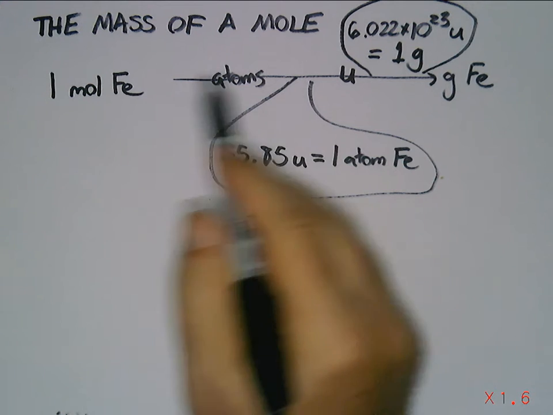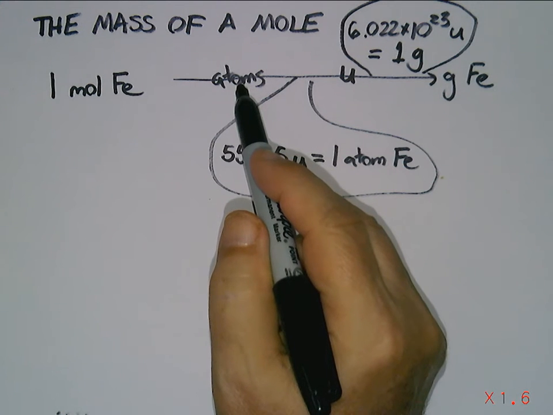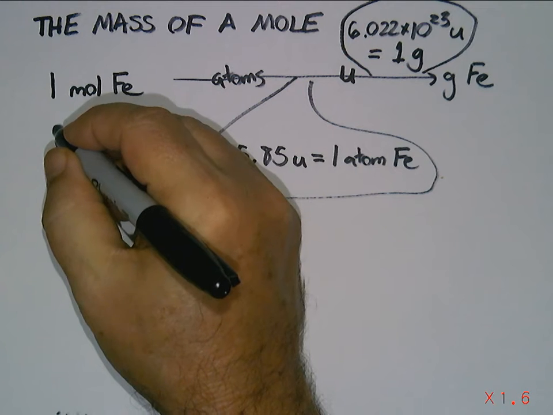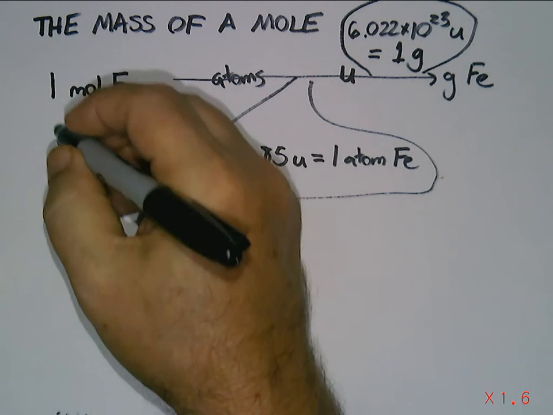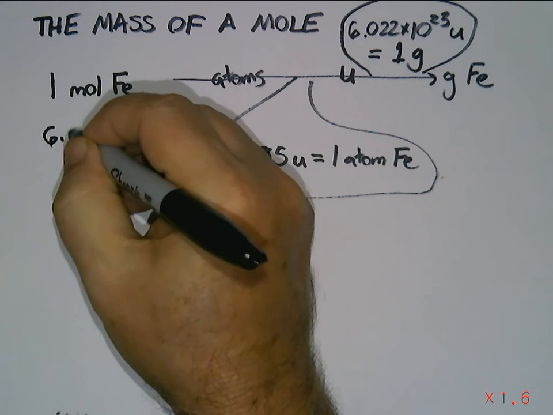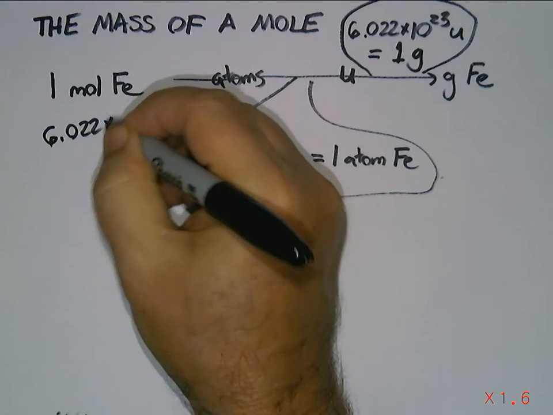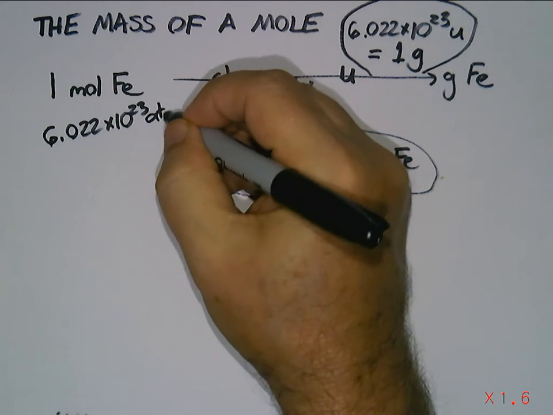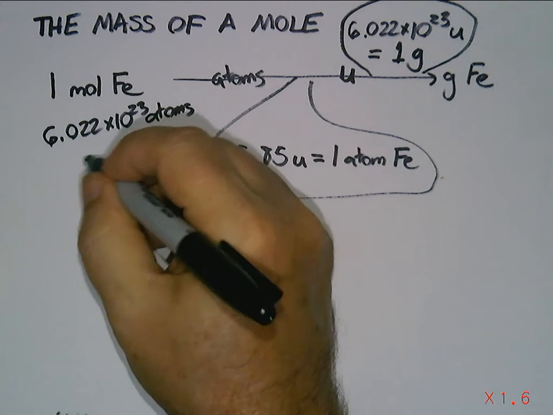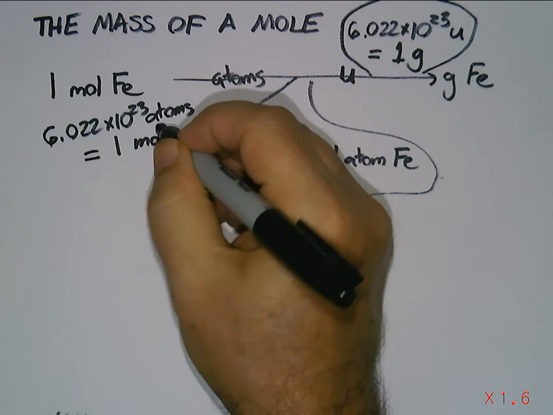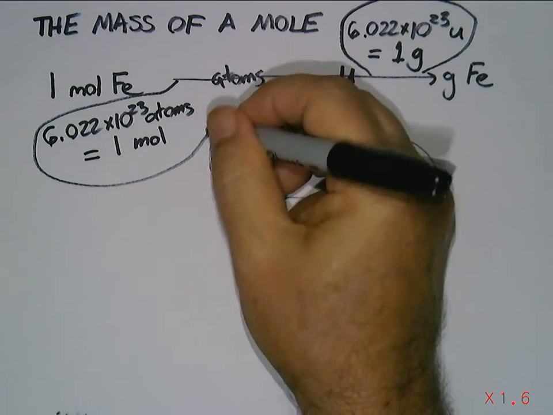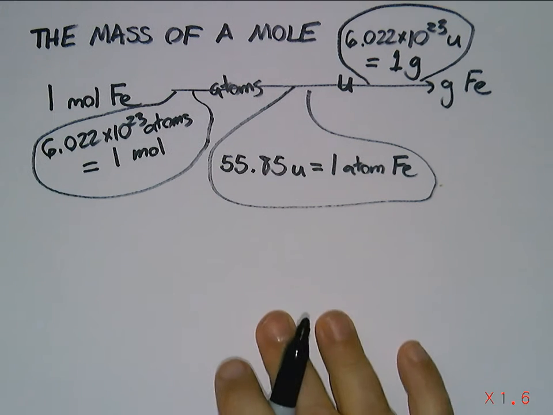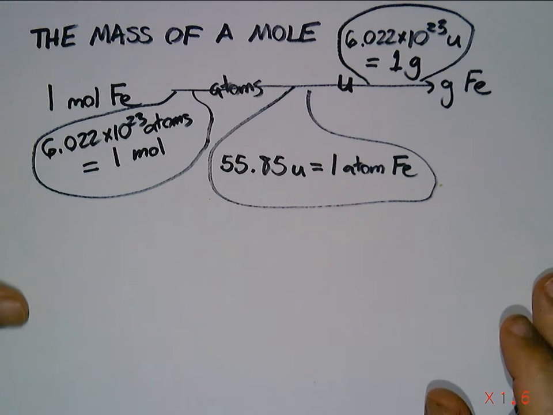Now, how about moles to atoms? Well, this is moles to particles, so again, it's going to be Avogadro's number. It said that there are 6.022 times 10 to the 23rd atoms of Fe in 1 mole of Fe. That's the definition of a mole. So now we've got Avogadro's number showing up twice here. Now watch what happens when we turn this into a problem.